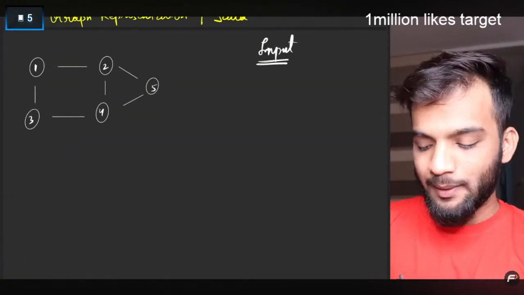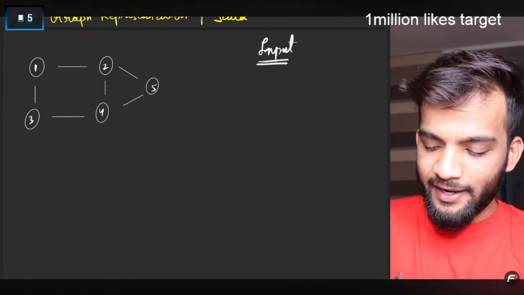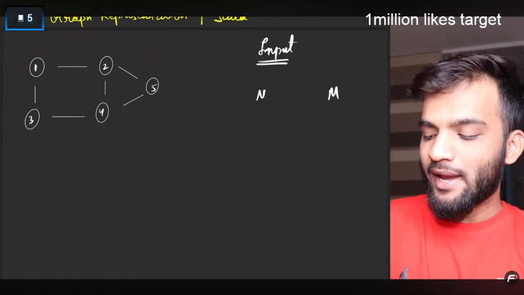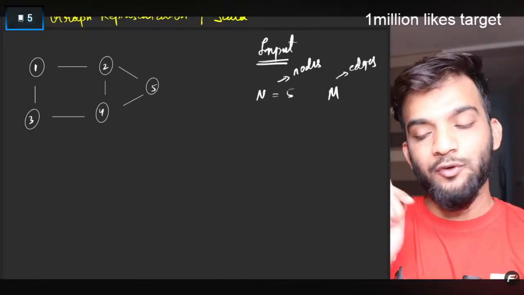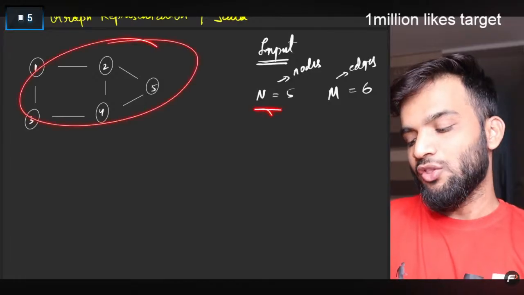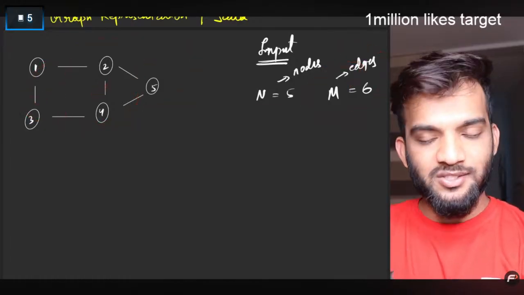So let's understand the input. If you see, this is a graph data structure, and the first thing they will tell you is n and m, where n is the number of nodes and m is the number of edges. For this graph, the number of nodes is 5 and the number of edges is 6. Why? Because there are 5 nodes, and the edges are 1, 2, 3, 4, 5, 6. That is something we know for sure.